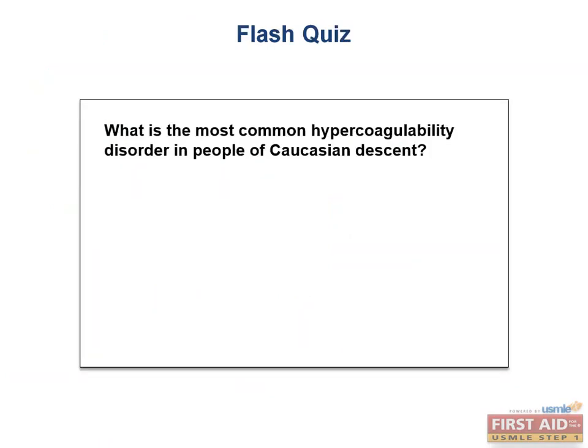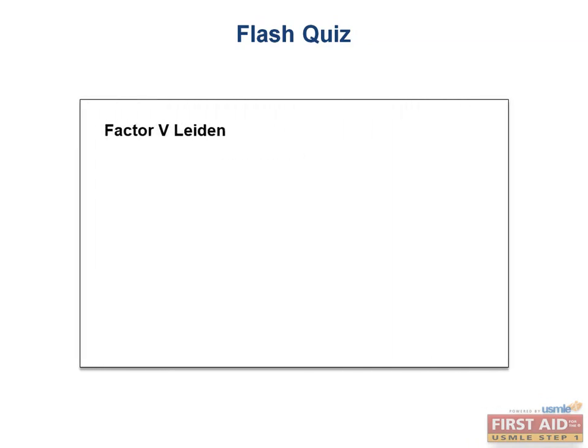Here's a quick flash quiz for us. What is the most common hypercoagulability disorder in people of Caucasian descent? That is factor V Leiden.